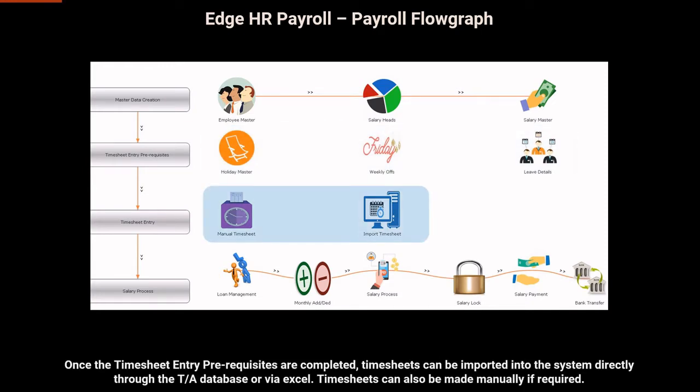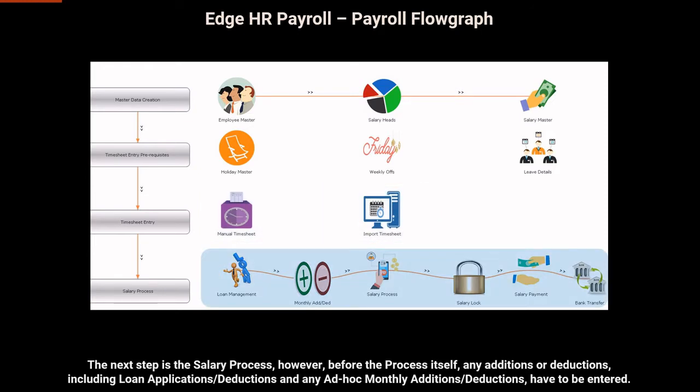Once the timesheet entry prerequisites are completed, timesheets can be imported into the system directly through the time attendance database, or via Excel. Timesheets can also be made manually if required. The next step is the salary process. However, before the process itself, any additions or deductions, including loan applications or deductions and any ad hoc monthly additions or deductions, have to be entered.